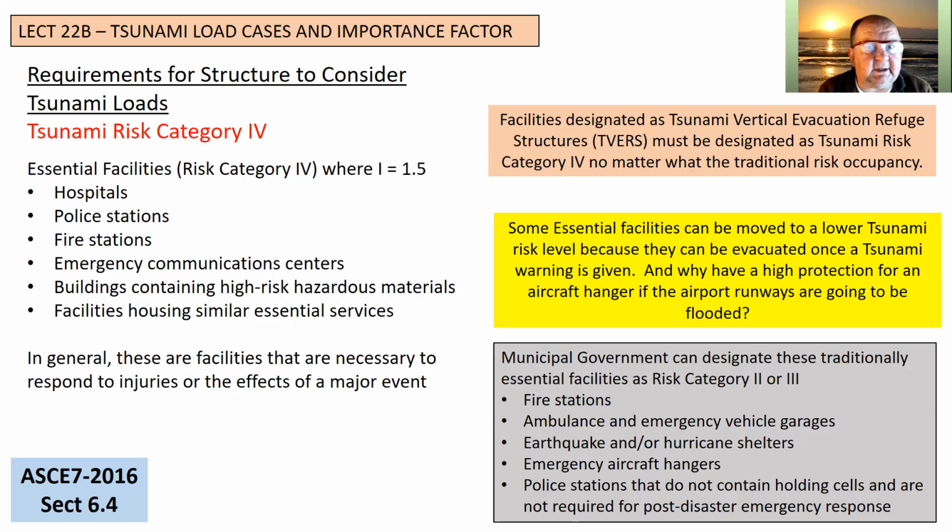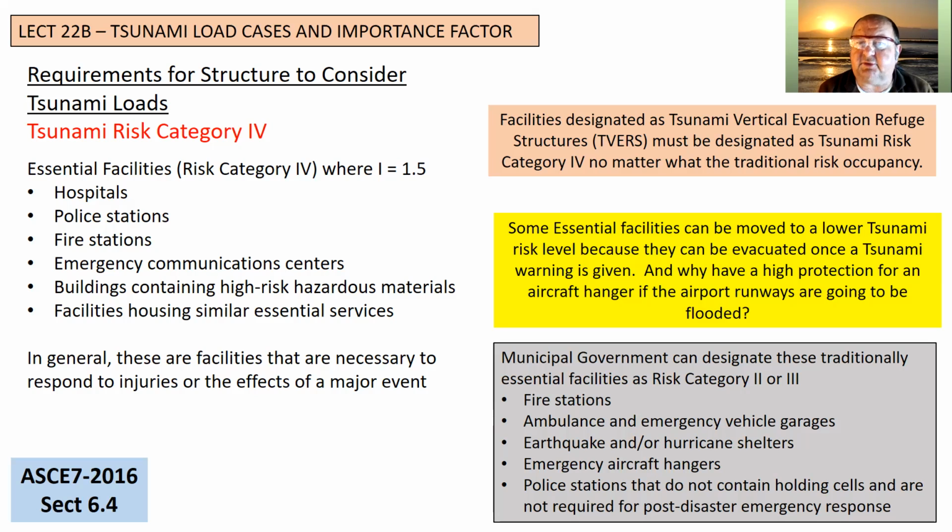Now, there are a few unique things for this tsunami risk category. There's what's known as a tsunami vertical evacuation refuge structure. So this would be a building that's being designated as a place where people should actually go to the upper floors of this building in the event of a tsunami, no matter what the building is really intended to be used for. This has to be risk category 4, because this is literally where we're directing people to go if a tsunami would occur.